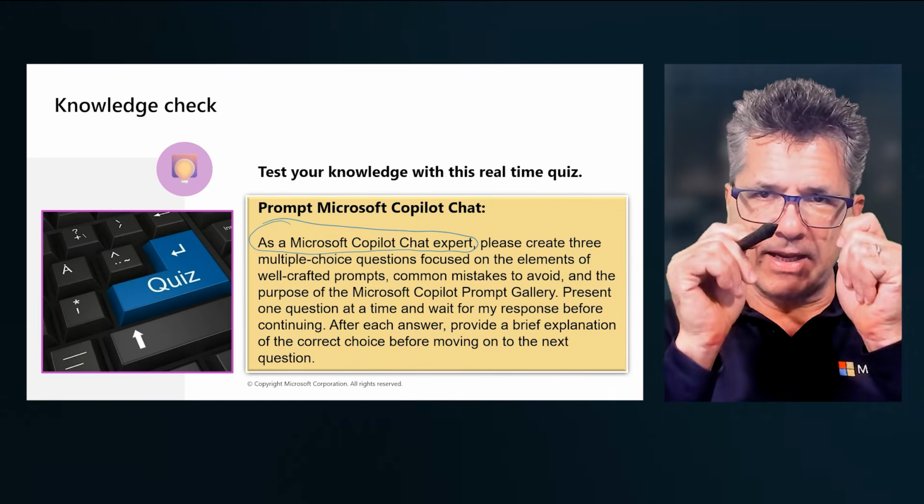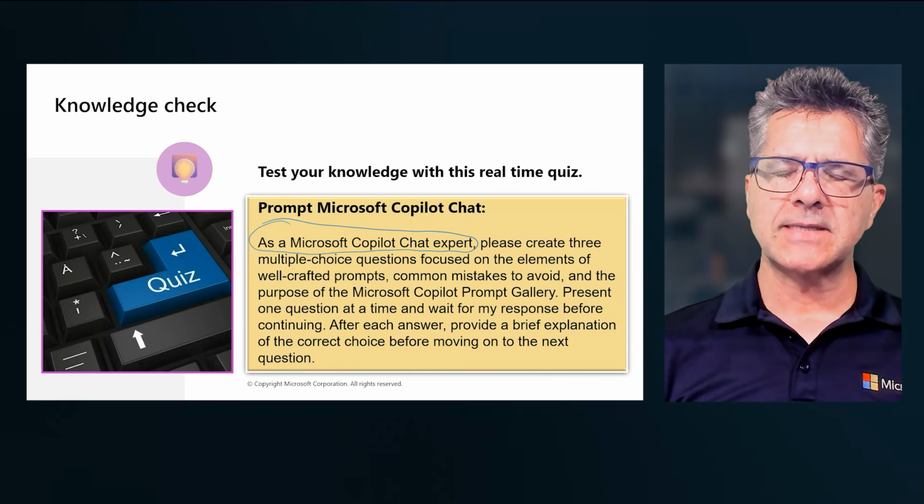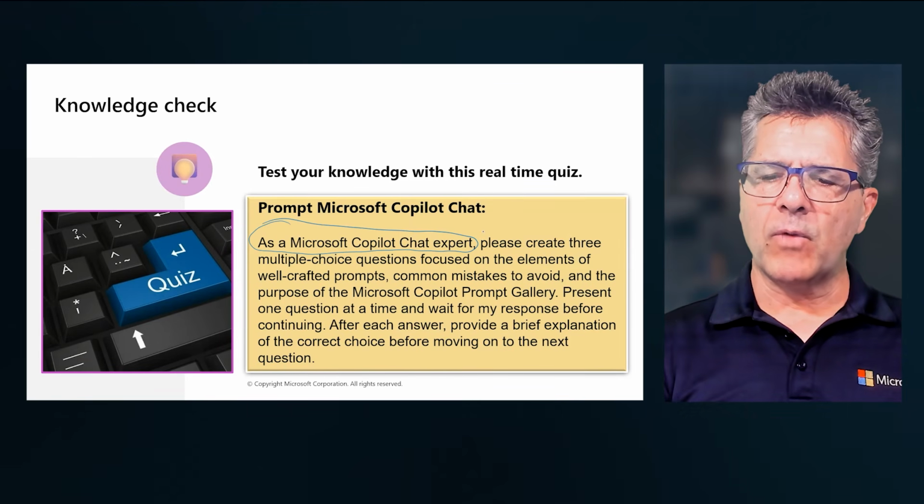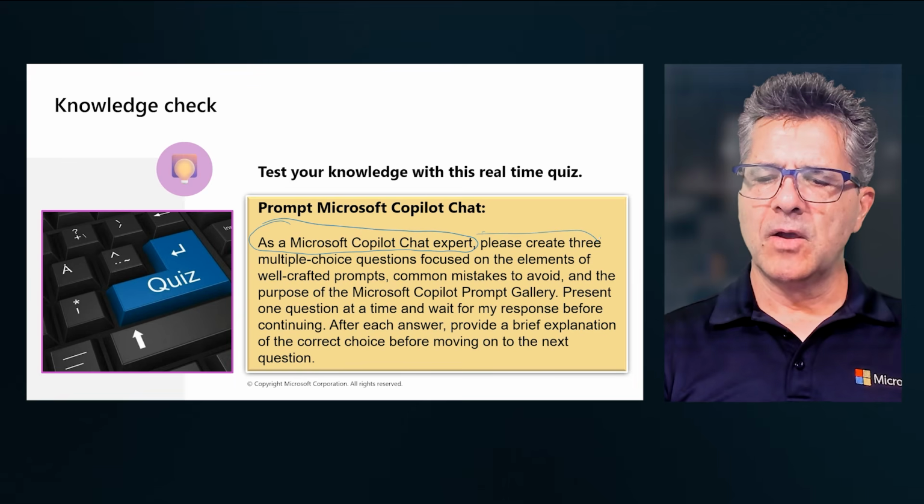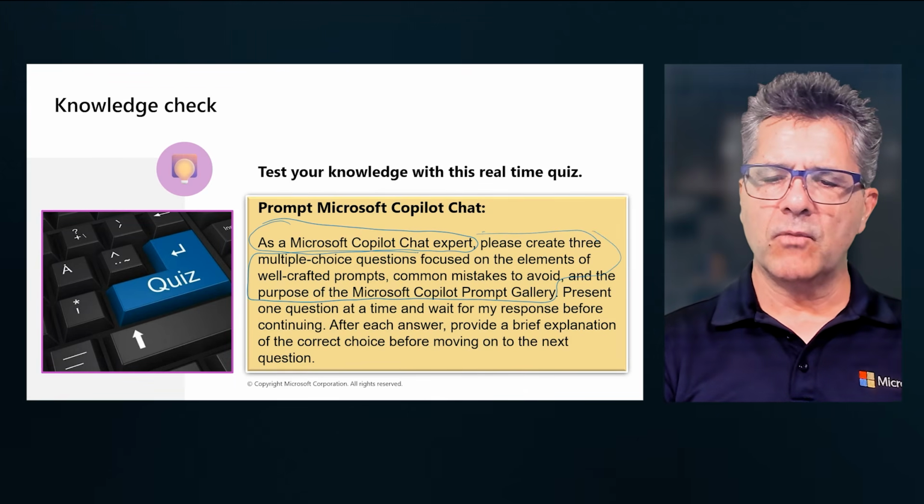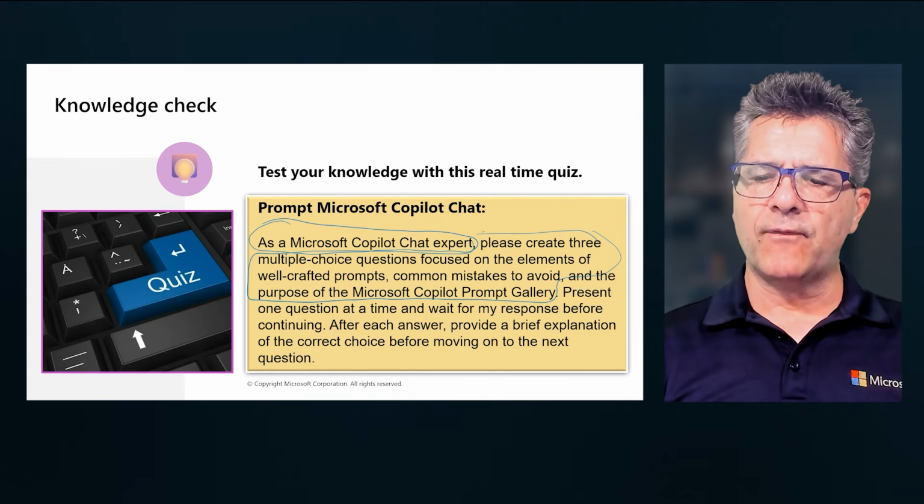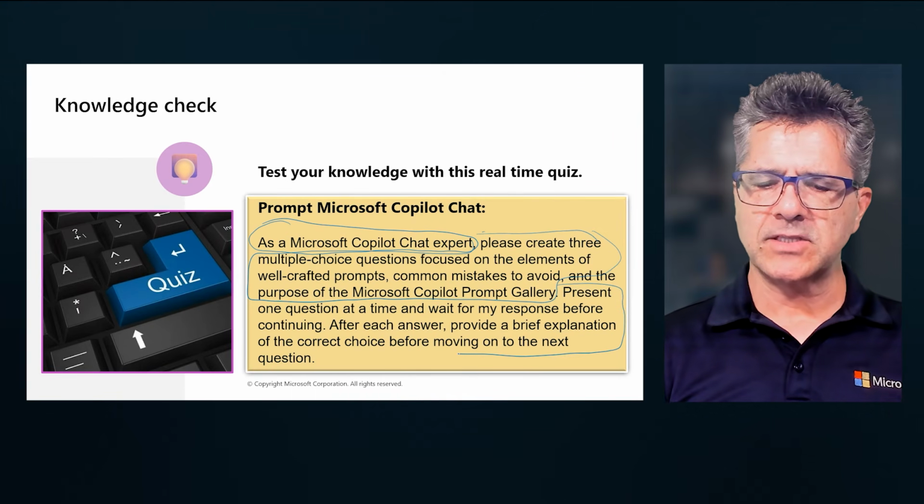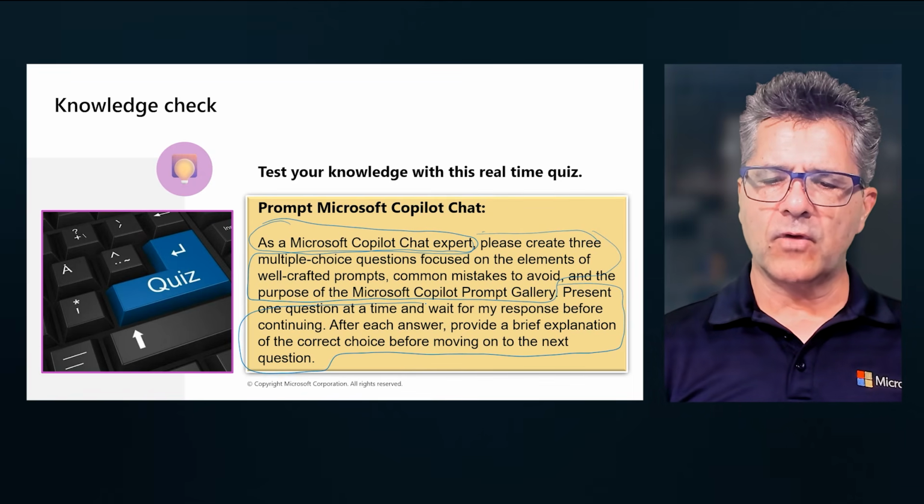So I'll put on your thinking hat. I want you to function as a Copilot Chat. What do you want to do? I want to create my prompts, right? Talk about the prompt gallery with multiple choice questions. In the format, I want to present one question at a time and wait for my response.